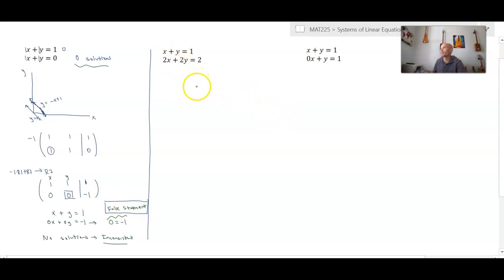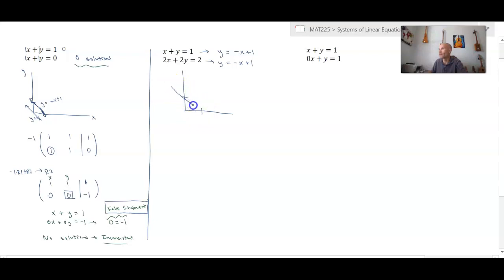Now in this second system, we have the line, if we were to get this into slope-intercept form, y equals -x plus 1. And the second equation, if we first of all divide both sides by 2, then this is actually x plus y equals 1, which means the second equation actually would reduce to y equals -x plus 1 as well.